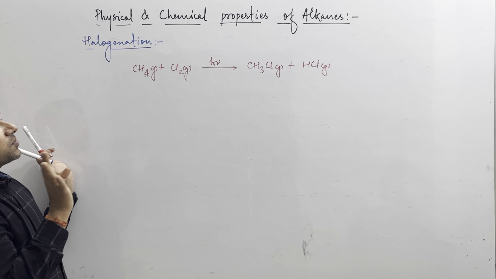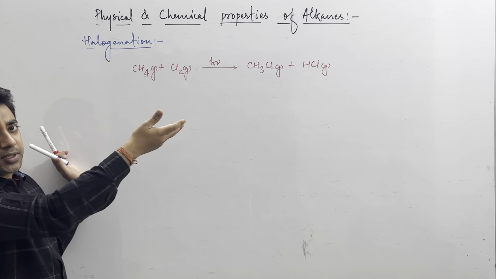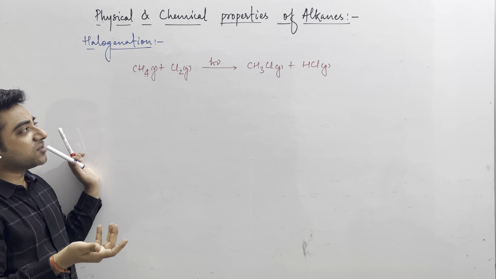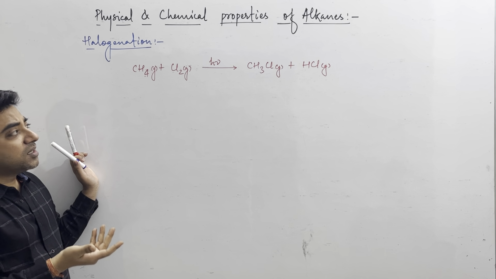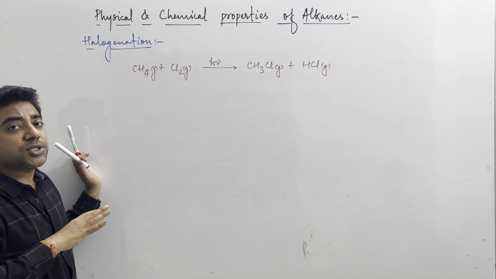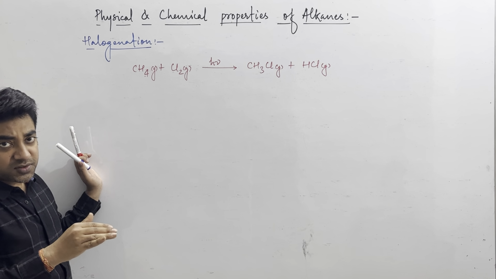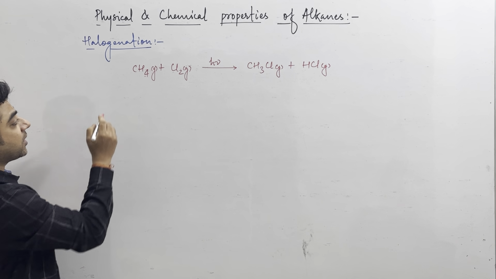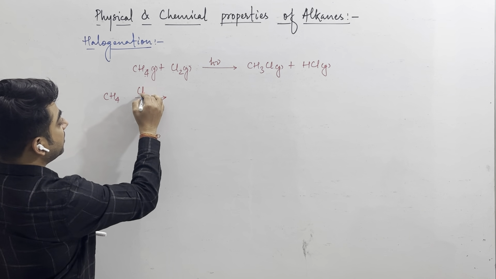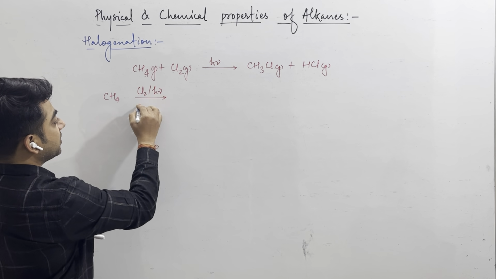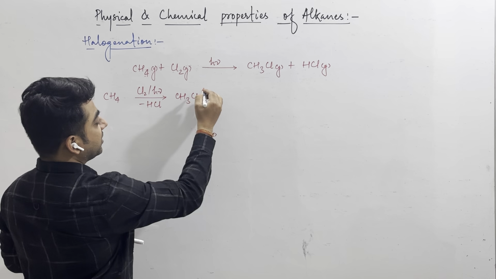So the reaction seems to be very simple. One hydrogen from methane is getting replaced by chlorine. However, the actual scenario is a little different. If the chlorine is present in excess in this reaction, it takes a chain reaction. One by one, all hydrogen will be getting replaced. So the chain reaction you can write like this: methane on reaction with chlorine in presence of sunlight will be eliminating HCl and forming CH3Cl.